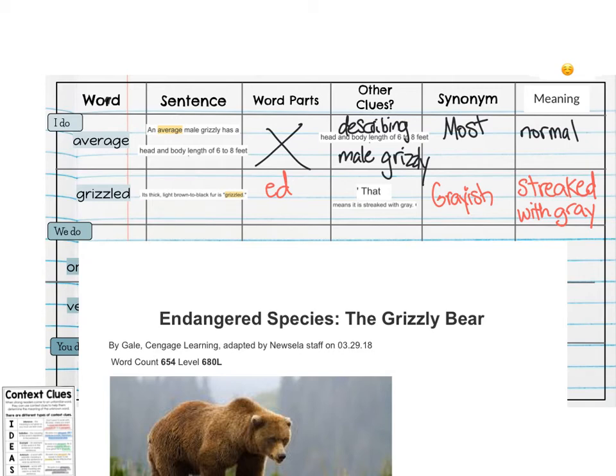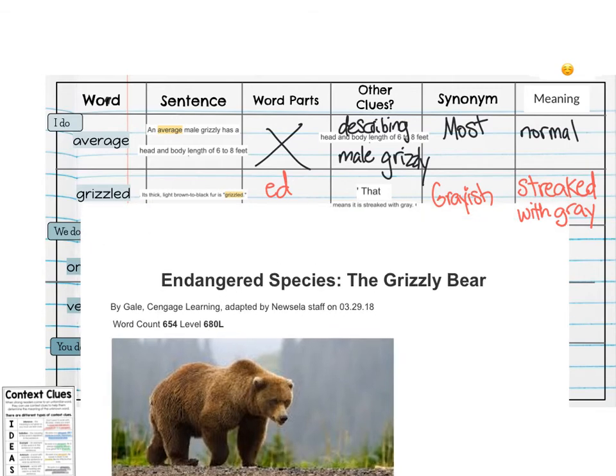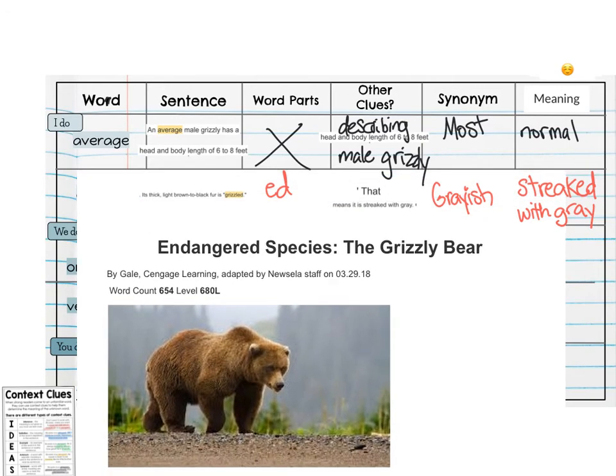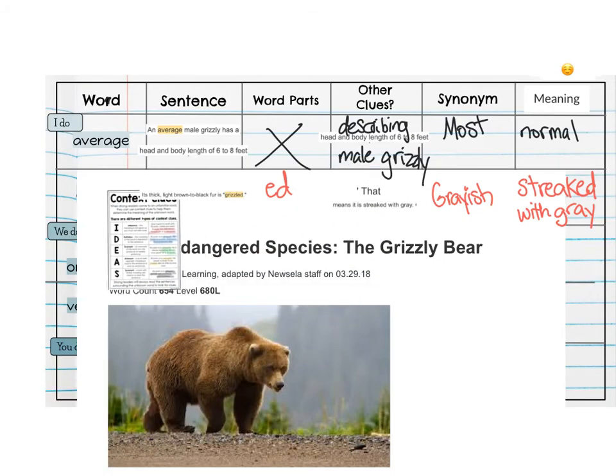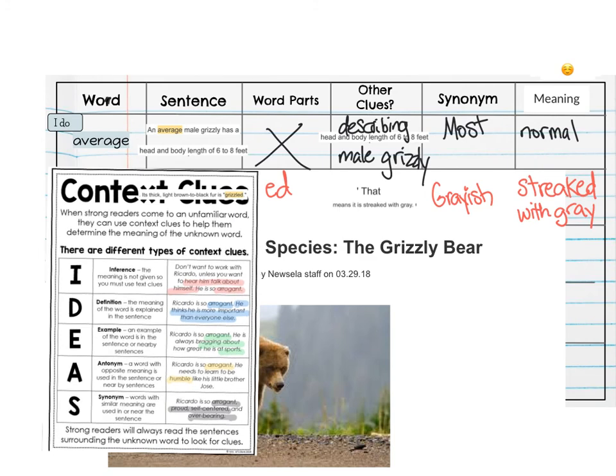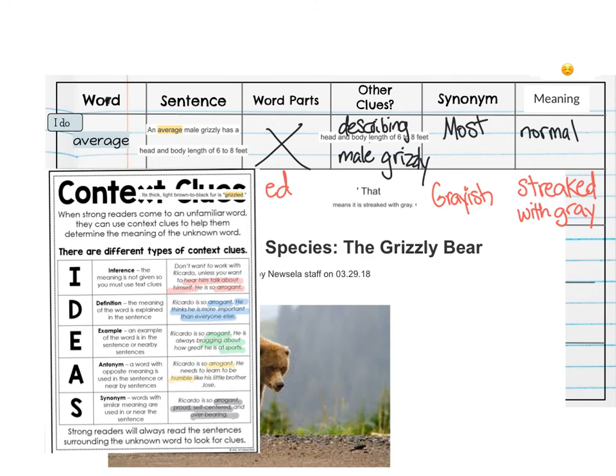In the photo, it looks very brown, but it actually has parts of it that you can see, like around the ears and the top, the back of the bear, that kind of looks a little grayish. Well, that's grizzled. The author has given us that. So when I'm thinking about these different types of context clues, this one was definitely a definition clue, where the author actually gave us the meaning of the word and it was explained in the sentence.